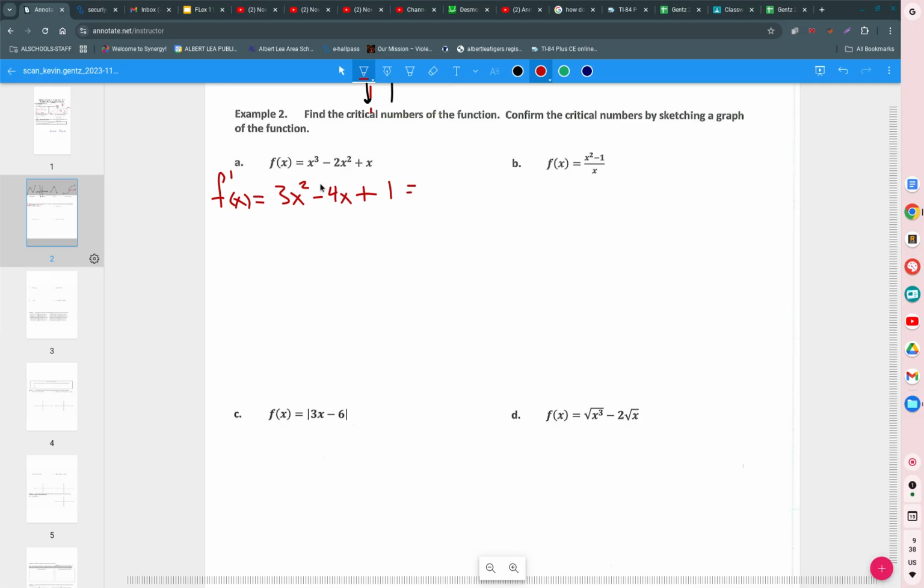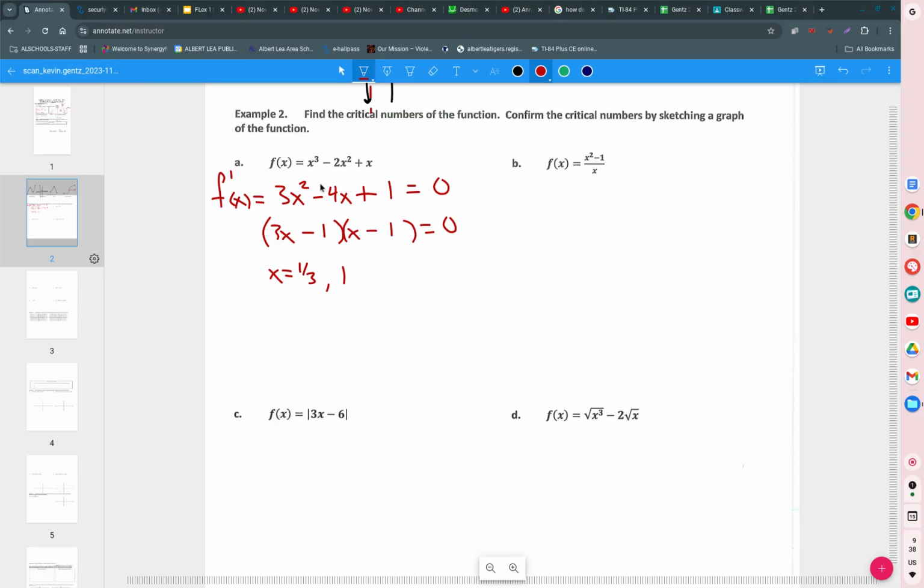I want to set that equal to 0. Does it factor? Yes, it does. 3x and x. I have a -1 and I have a -1. So x equals 1/3 and x equals 1 would be the places where this derivative is either equal to 0 or it does not exist. In this case, it would be equal to 0. Not too bad, right? So you'll practice taking derivatives and look for these.